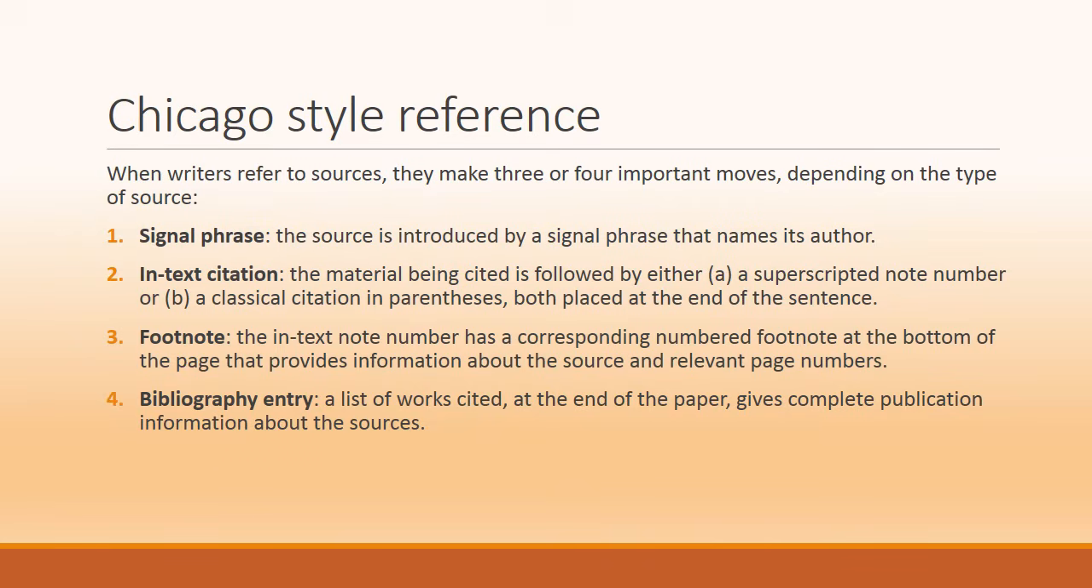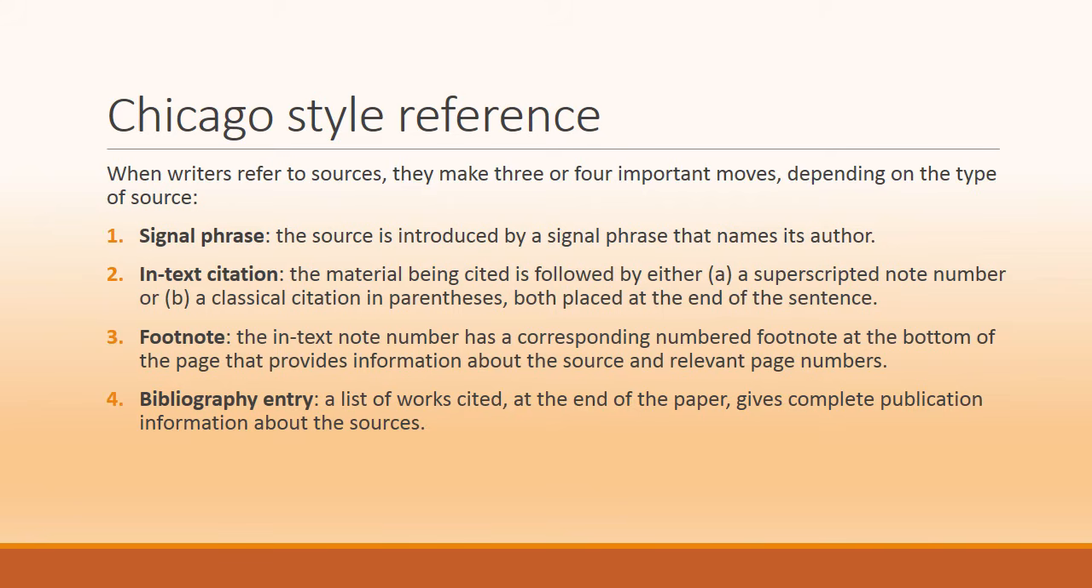When writers refer to sources, they make 3 or 4 important moves depending on the type of source: a signal phrase, an in-text citation, a footnote at the bottom of the page, and a bibliography entry. First, the source is introduced by a signal phrase that names the author and separates the writer's words clearly from the author's words. Second, the material being cited is followed by either A, a superscripted note number, or B, a classical citation in parentheses, both placed at the end of the sentence.